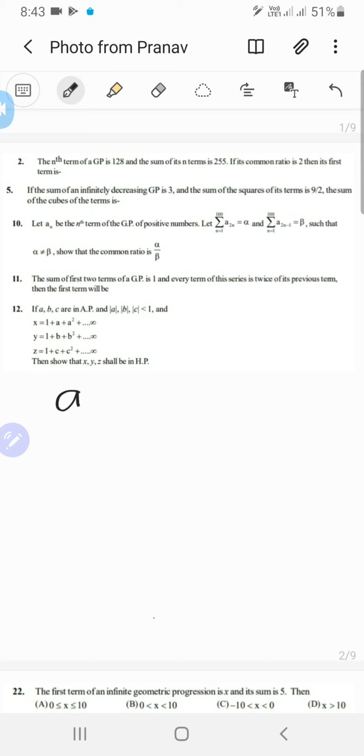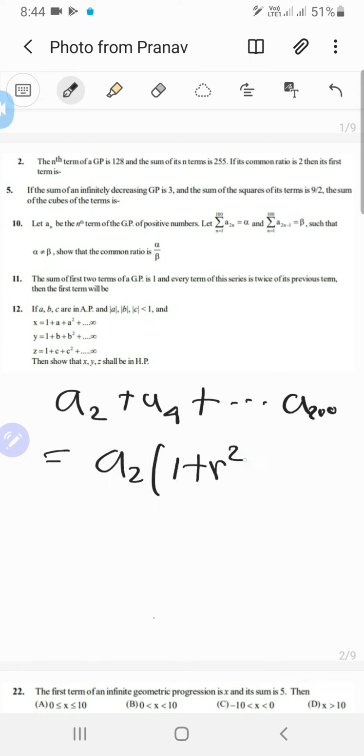So you just get a2 plus a4 plus, it keeps on going like that till you get a200, which is nothing but a2 times 1 plus r squared plus r to the 4th, and it keeps on going like that till 100 terms. So eventually you will get something like r squared, so 100 and I think 198. This is supposed to be equal to alpha.